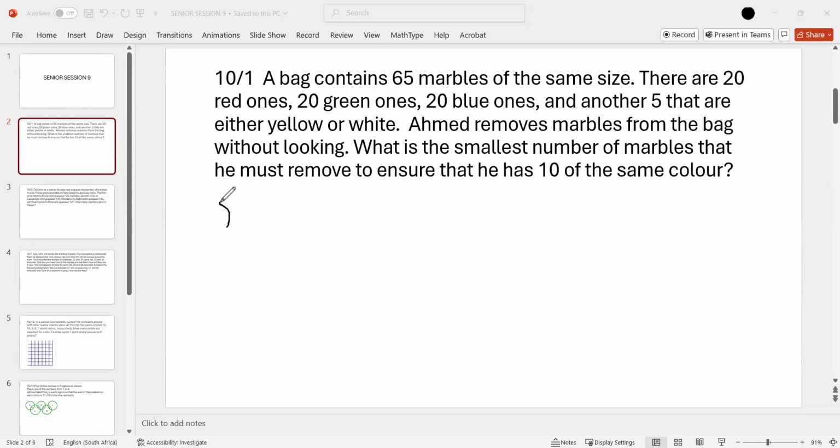So you got a bag with marbles inside it, and you got 20 green, 20 blue, or 20 red as well, and five which are yellow or white. Right, Ahmed removes marbles from the bag without looking.